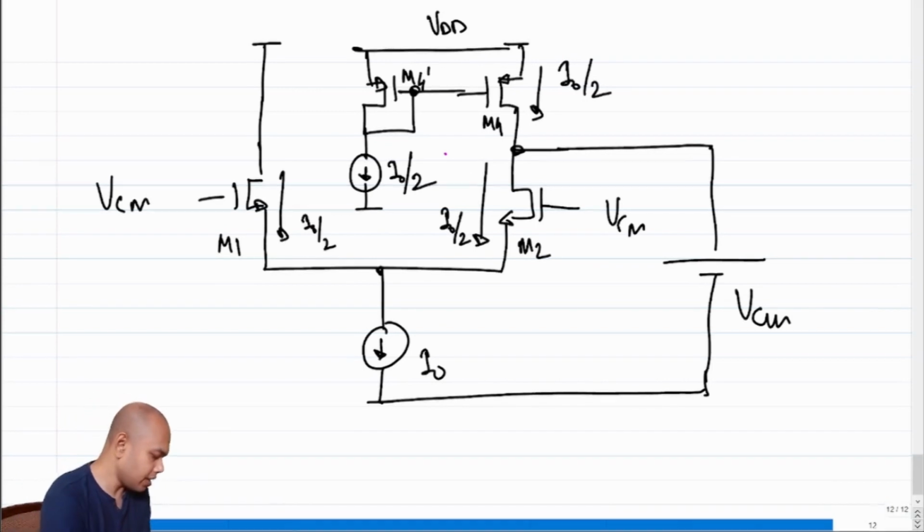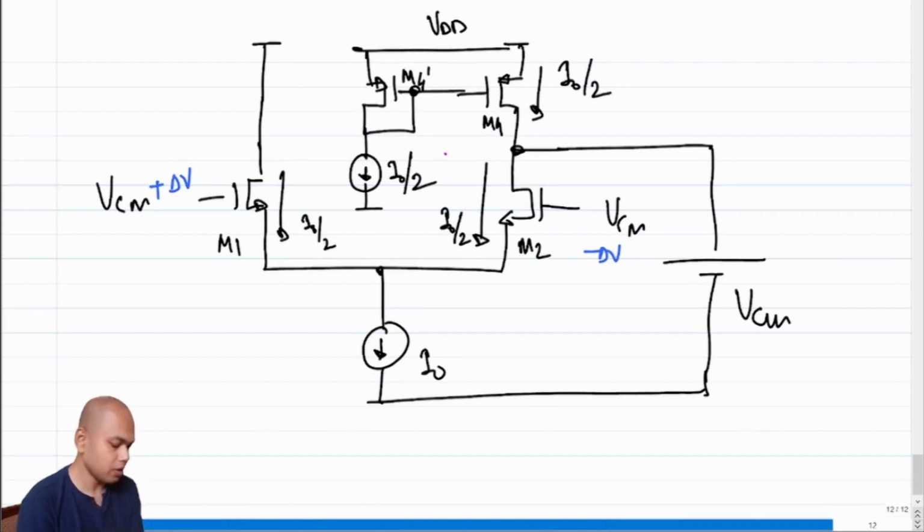And let's say on top of this, I have applied some incremental voltage delta V: positive incremental voltage delta V to M1 and negative incremental voltage minus delta V to M2. So what's going to happen now? Can you walk me through the steps of what's going to happen? What's going to happen to the current through M1? Current through M1 has to increase and the current through M2 has to decrease. That's for sure. But how much will it increase or decrease by? That totally depends upon what this voltage Vx is.